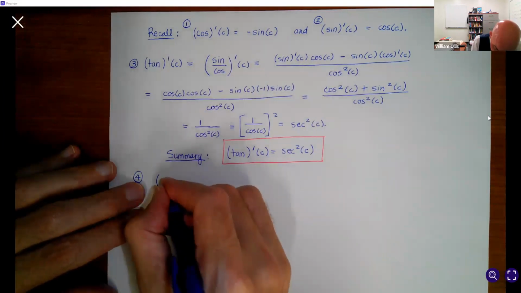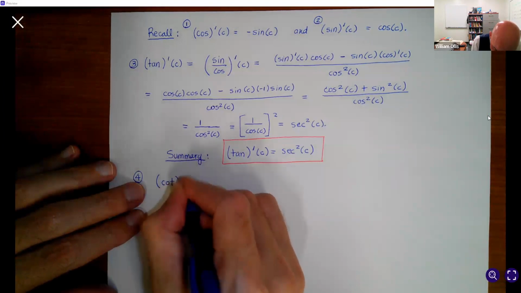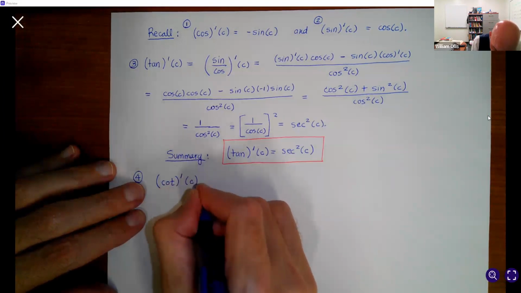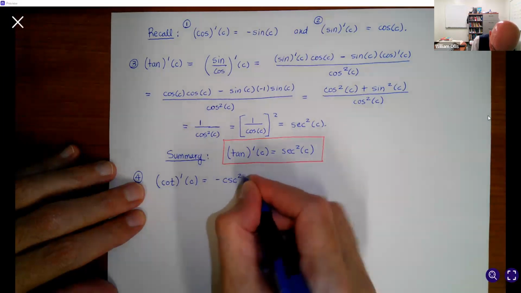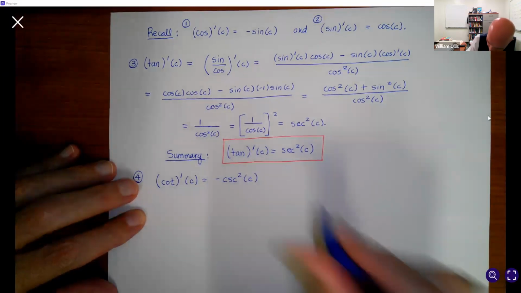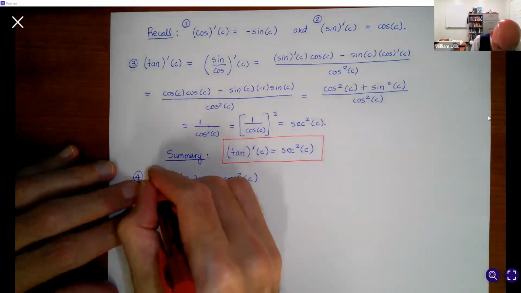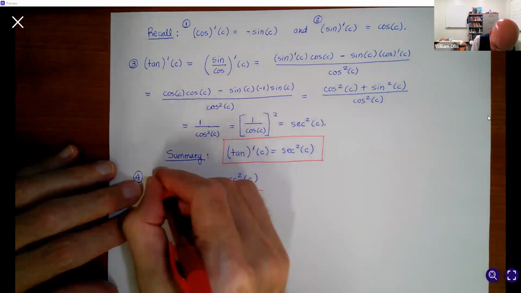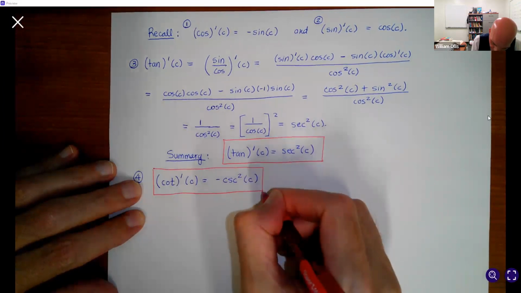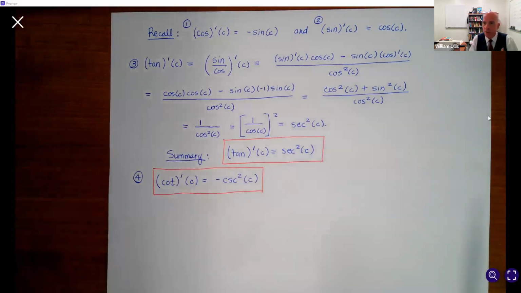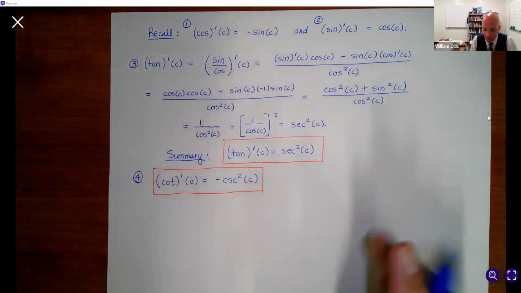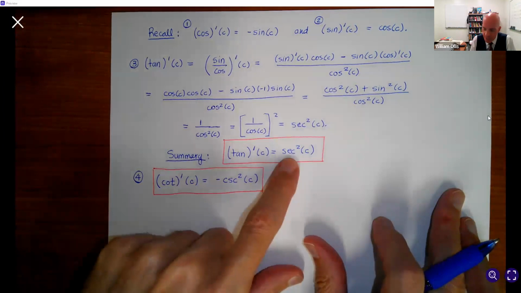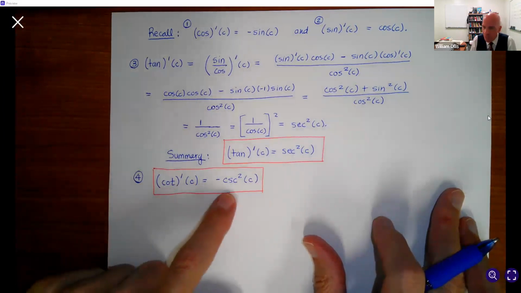Similar exercise. The cotangent at C, the derivative will now be the negative of the cosecant squared, with a similar exercise. So these at least seem to be connected, in the sense the derivative of cosine is the negative sine, the derivative of sine is the cosine, the derivative of tangent is the secant squared, the derivative of cotangent is the negative cosecant squared.